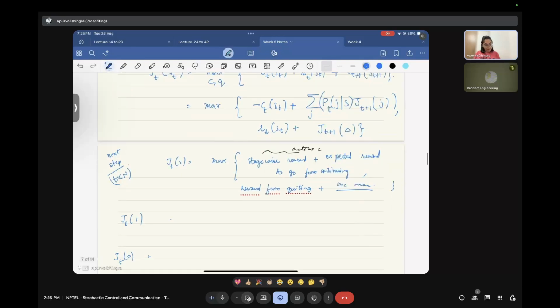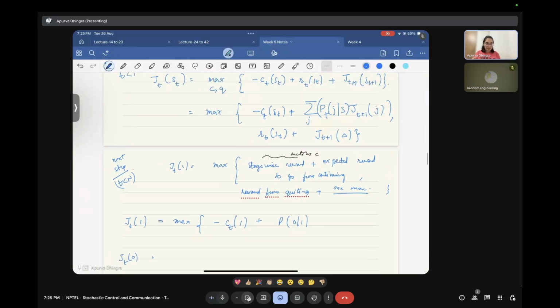Okay, so let's write it out carefully. Now if we are more interested in the situation where s is equal to 1, then this is a max between ct of 0, sorry, ct of 1, s is already chosen to be 1, and this probability can just be written as p 0 of 1, which means j is chosen to be 0, that the next candidate who comes up is not better than the previous one.